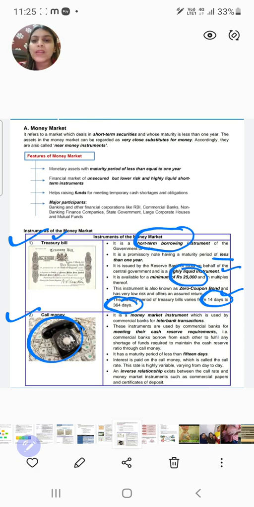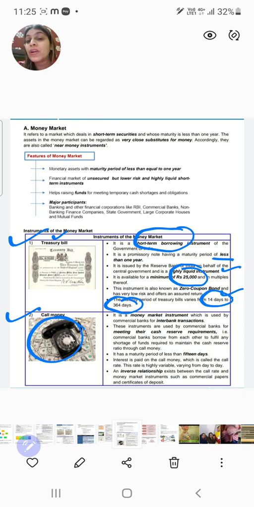And this is used not by the people, it is used by the banks. Actually what happens, banks have to maintain their cash reserve ratio, and if suppose they don't have this much cash, they take it from the other banks. They borrow from the other banks at a particular interest, and that is known as call rates.